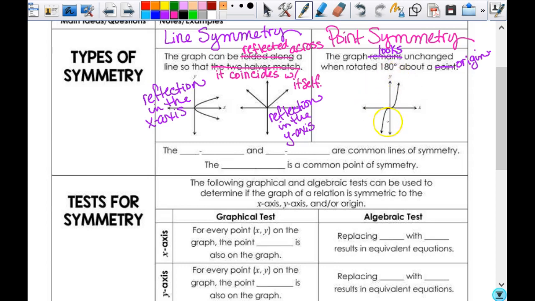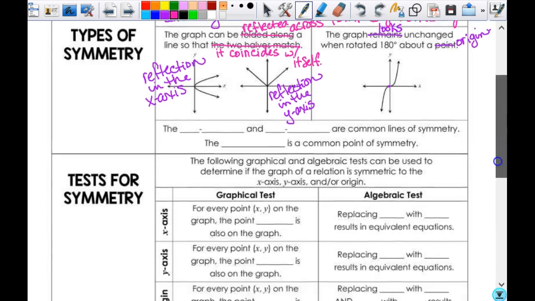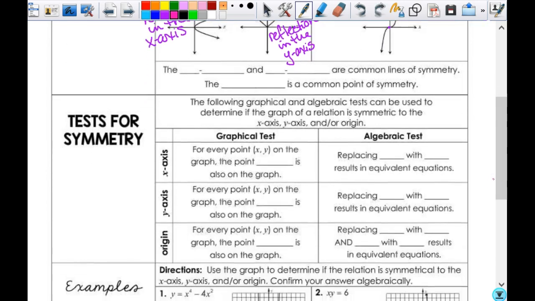Okay, so if you rotate it 180 degrees, we have some sign rules, and if we reflect it in the x or y axis, we have sign rules as well. Okay, everybody good so far? All right, so then we can say that the x-axis and y-axis are common lines of symmetry, and the origin is a common point of symmetry.